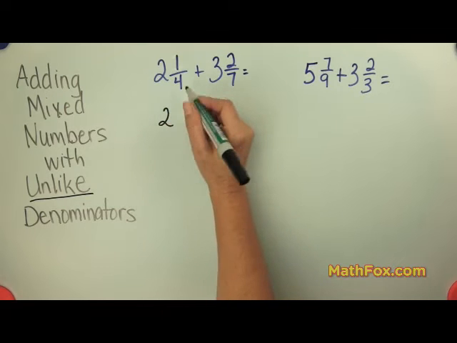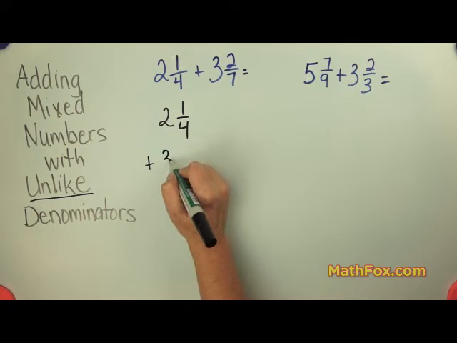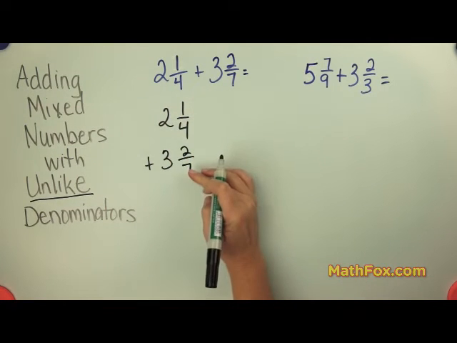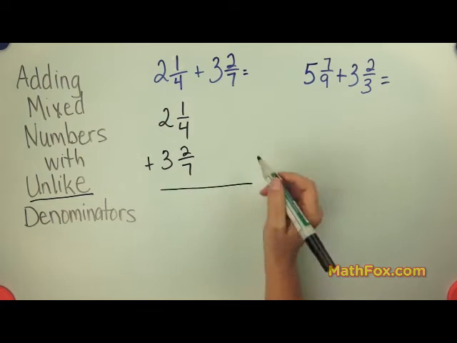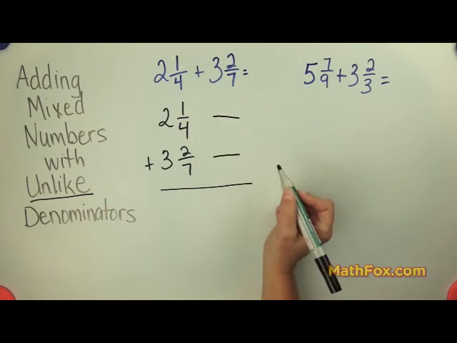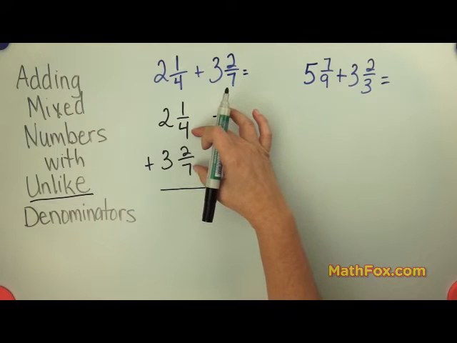I'm going to rewrite them vertically: 2 1/4 added to 3 2/7. I'm going to line up my whole numbers and line up my fractions. I need to have common denominators before I can add, so I need to find a common denominator or common multiple.